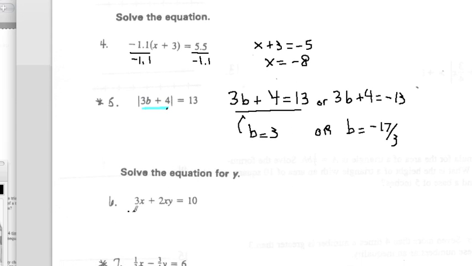Solve the equation for y. So if we subtract 3x from both sides, that's how I like to do it. You can do it other ways. And we get on the left-hand side 2xy. When you look at this and it says solve for y, your eyes like lasers should go right after the y.